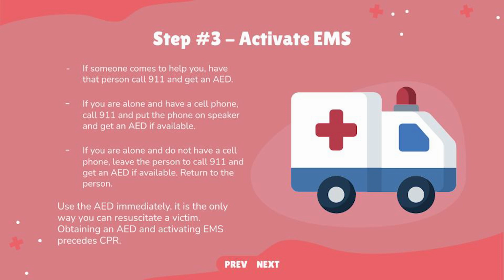Once you've successfully determined that your patient is unconscious, activate EMS. If someone comes to help you, or if you have a bystander, have that person call 911 and get you an AED. If you are alone and have a cell phone, call 911 and put the phone on speaker, and then get an AED if one is available. If you are alone and do not have a cell phone, leave the person to call 911 and get an AED if it's available, then return to the person as quickly as possible. Use the AED immediately, as it's the only way you can resuscitate a victim. Obtaining an AED and activating EMS precedes CPR. Remember, you're not a healthcare professional, and any type of healthcare professional or higher level of care will benefit you and your victim greatly.